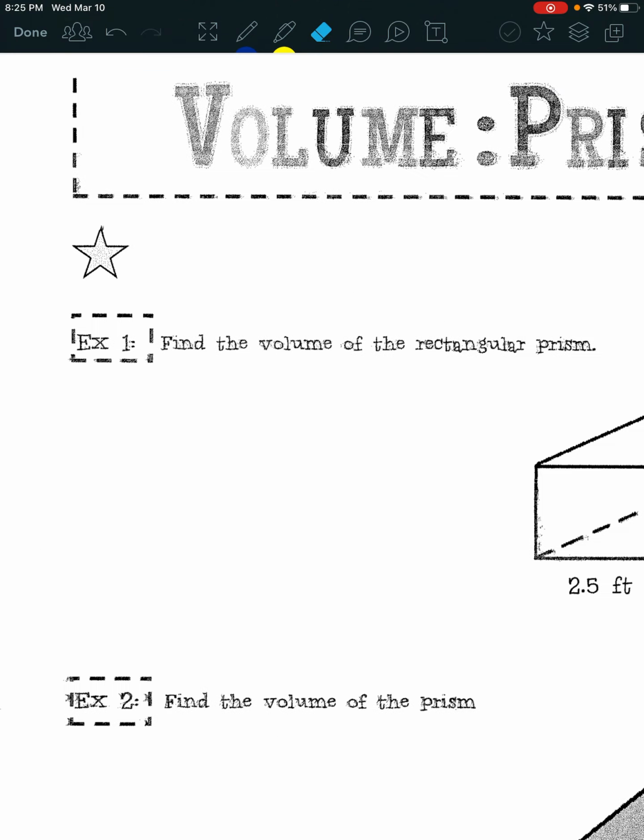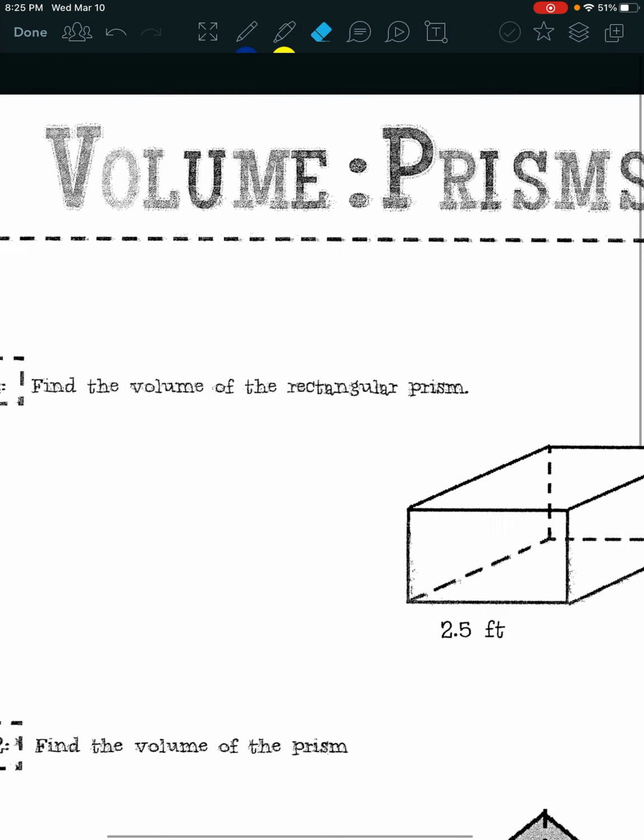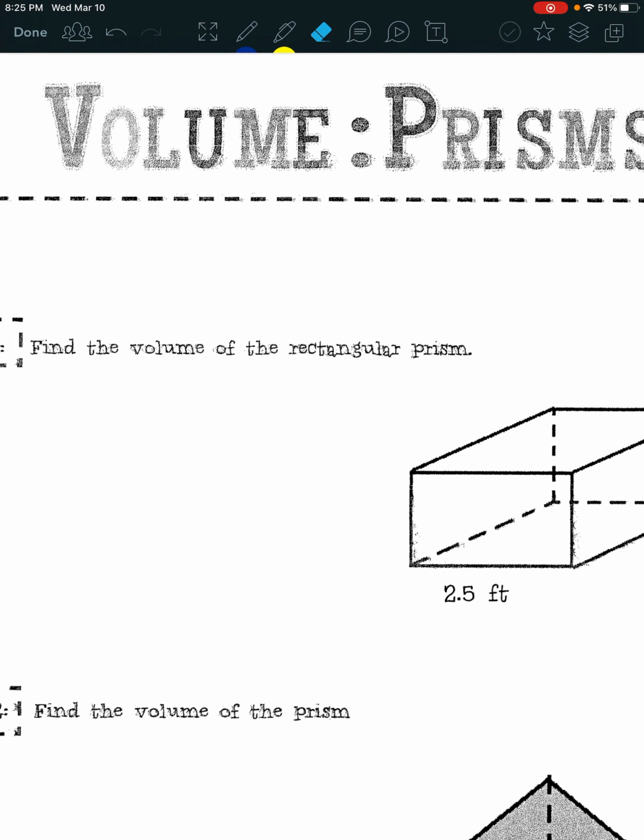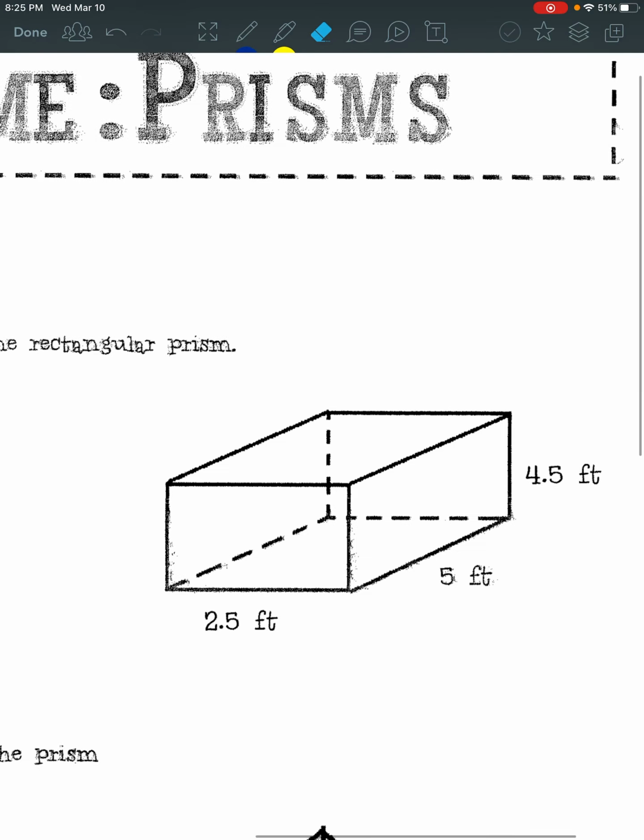So what in the world is volume and what in the world are prisms? We've done some work with prisms. The definition of a prism is basically a three-dimensional shape where the lateral faces, the shapes around the outside of this shape, the back one, this side, are all rectangles. When all of the lateral faces are rectangles, that's a prism.